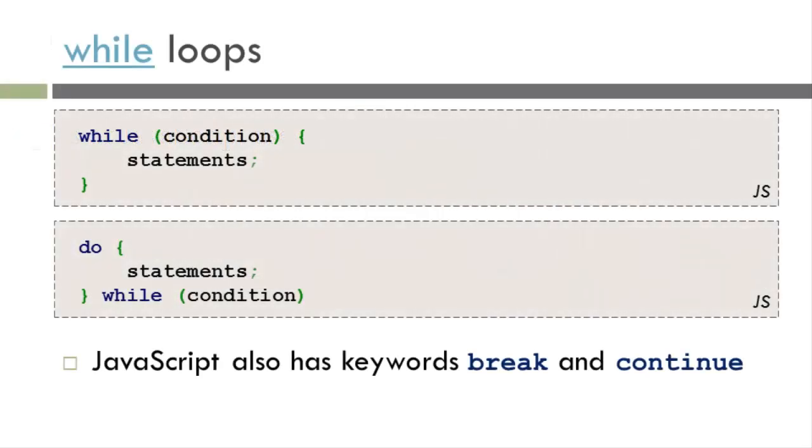While loops are the same as in other languages too. You have while, condition, do a statement, or a do while: do something once and then evaluate to see if we want to do it again. Also, in JavaScript, we can use break and continue within the loops.